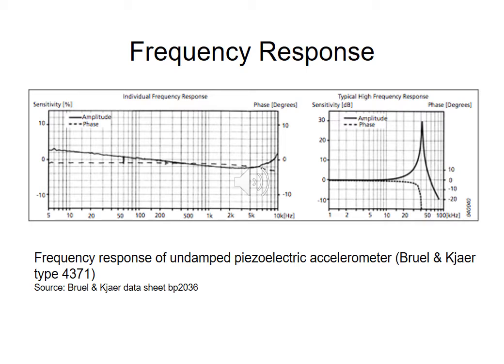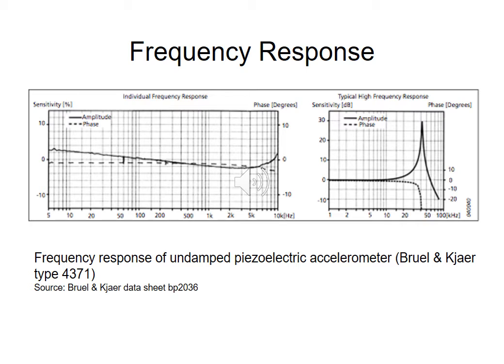So if you look at an ideal response for an accelerometer, this is a single degree of freedom system on the right hand side of these two plots. You can see that it's very flat up to around about 10 kilohertz. This is a log scale on the x-axis. And then we start to approach the resonant frequency, which is around about 40 kilohertz for this case. So we would really typically only use this accelerometer up to about 10 kilohertz, where it's got a flat frequency response. That's an ideal scenario.